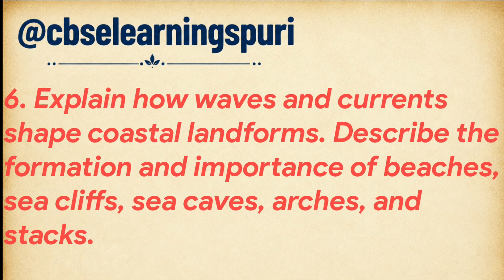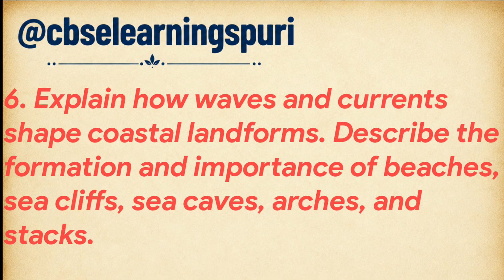Waves and currents are constantly moving across the ocean and acting like sculptors that reshape the land along the coast. They change the shoreline by wearing away rock, erosion, and dropping off materials like sand, deposition. Here is how different coastal landforms are created and why they matter.